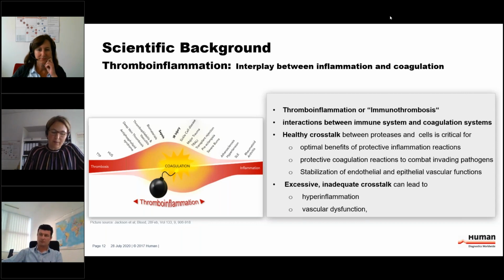And this healthy crosstalk is necessary to combat invading pathogens such as SARS-CoV-2. But an inappropriate crosstalk between proteases and cells can lead to hyperinflammation and vascular dysfunction.